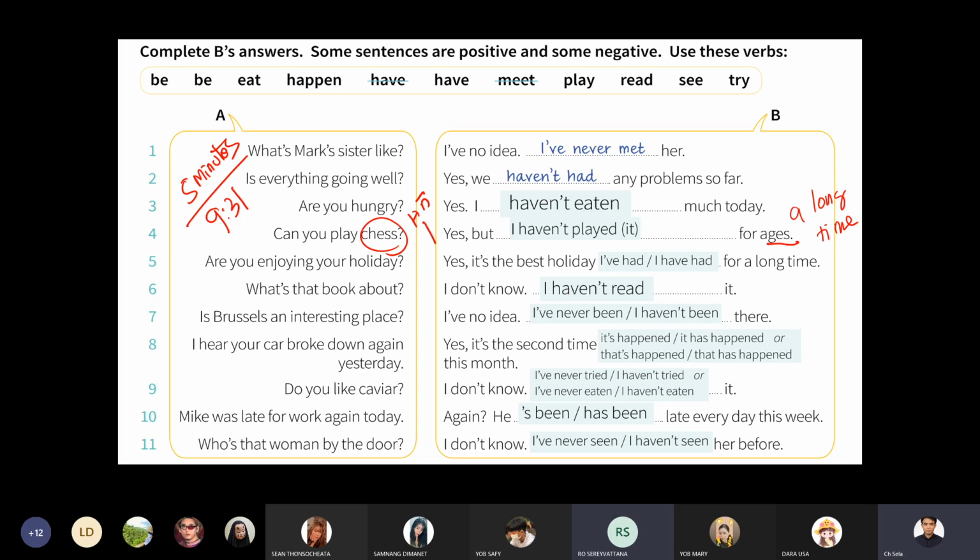What is my sister like? I have no idea. I never meet her. Met her. Met her. Okay. 2. Is everything going well? Yes, we haven't had any problem so far. 3. Are you hungry? Yes, I haven't eaten much today. Can you play chess? Yes, but I have played for ages. 8. Are you enjoying your holiday? Yes, it's the best holiday I had for a long time.